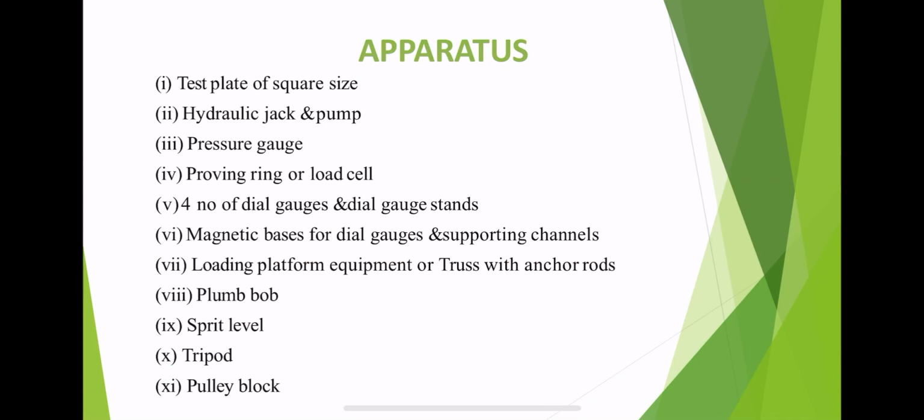Here we are going to use 4 dial gauges for recording the readings, and 4 dial gauge stands and magnetic bases that use one or more permanent magnets in a configuration that allows the external field to be turned on or off, and a gravity loading platform for calculating the weight of cement bags, or truss with anchor rods for the construction of roof trusses. A plumb bob is used to find a vertical reference line, and a spirit level is used for determining horizontal and vertical levels.